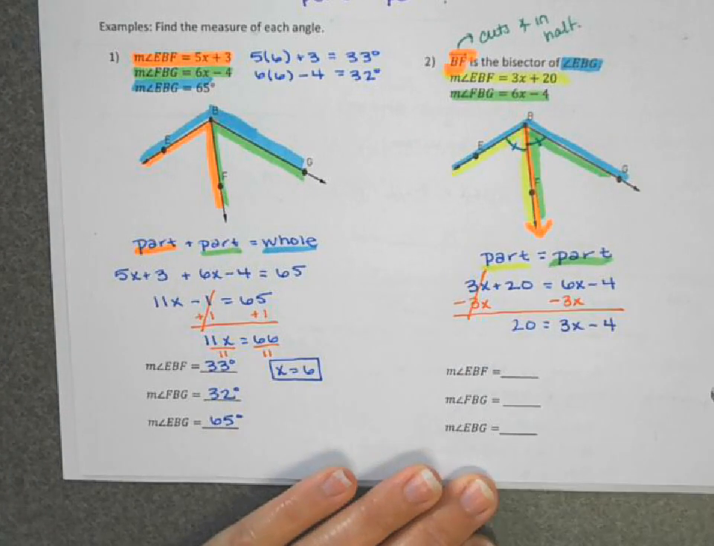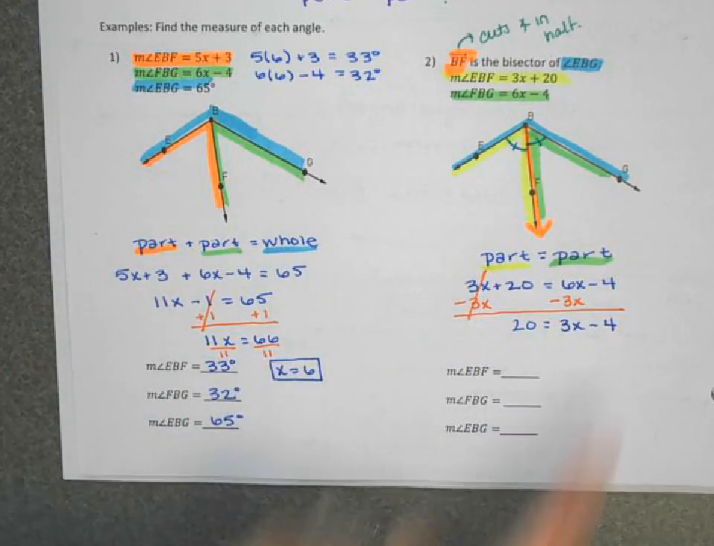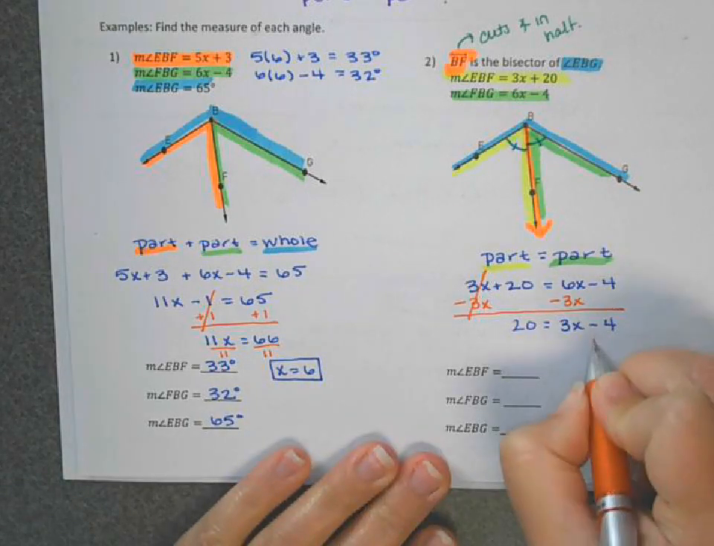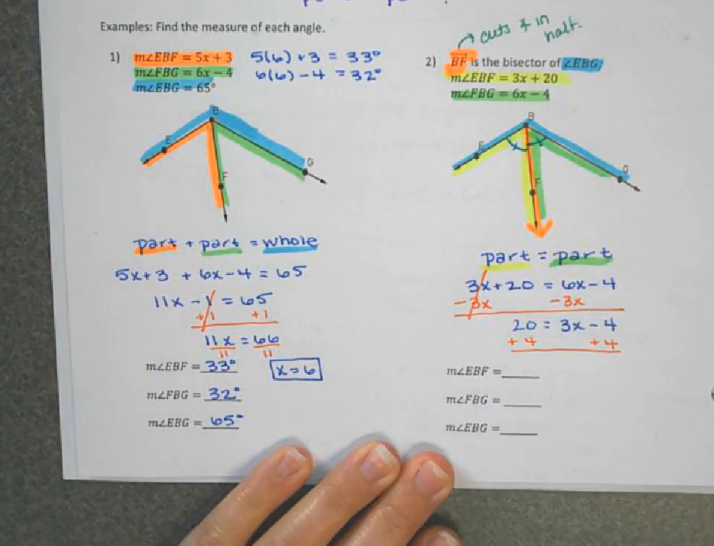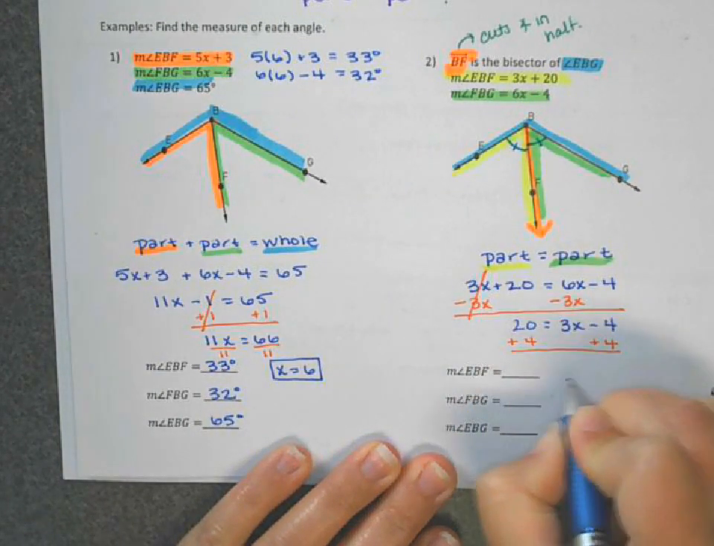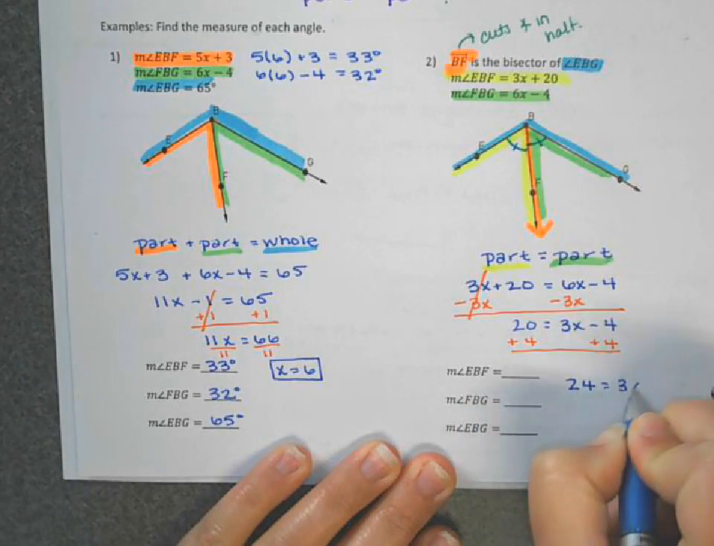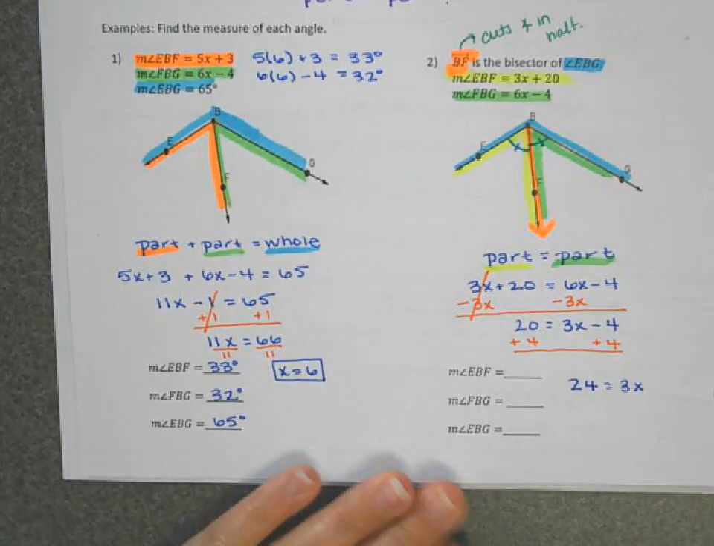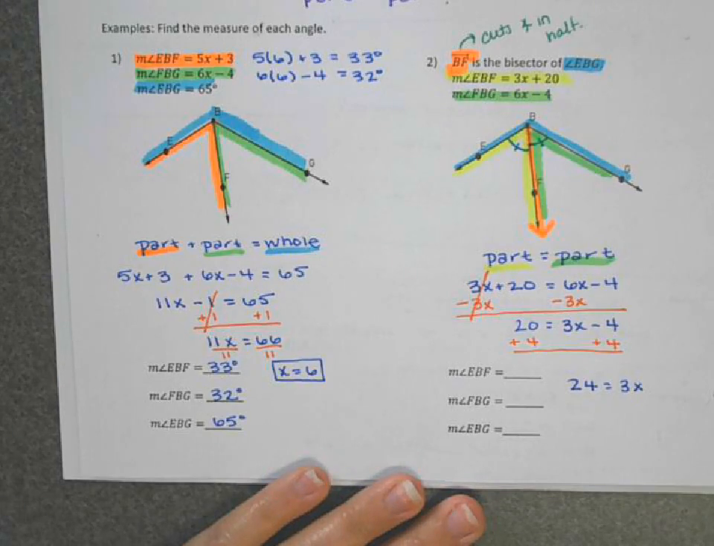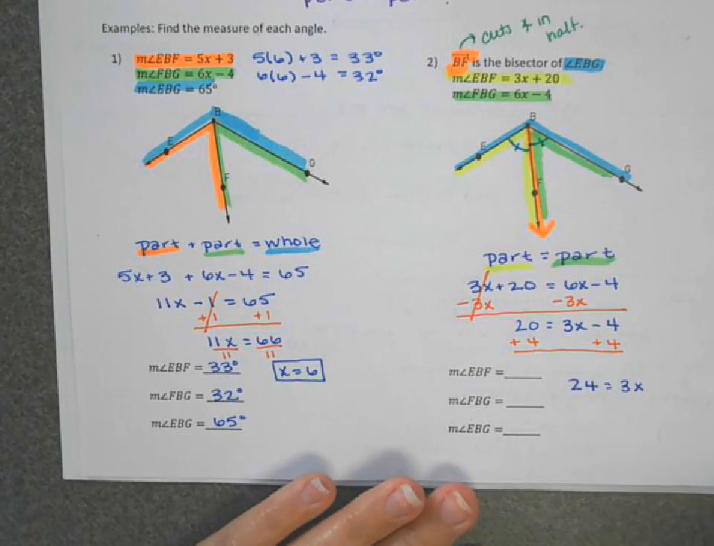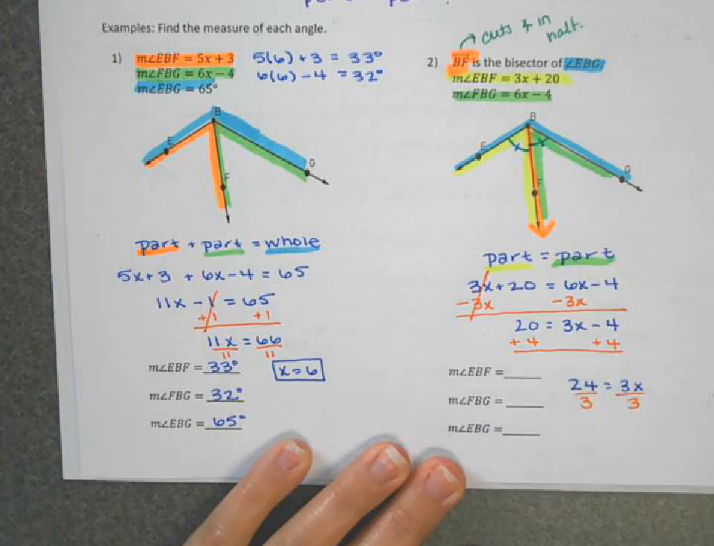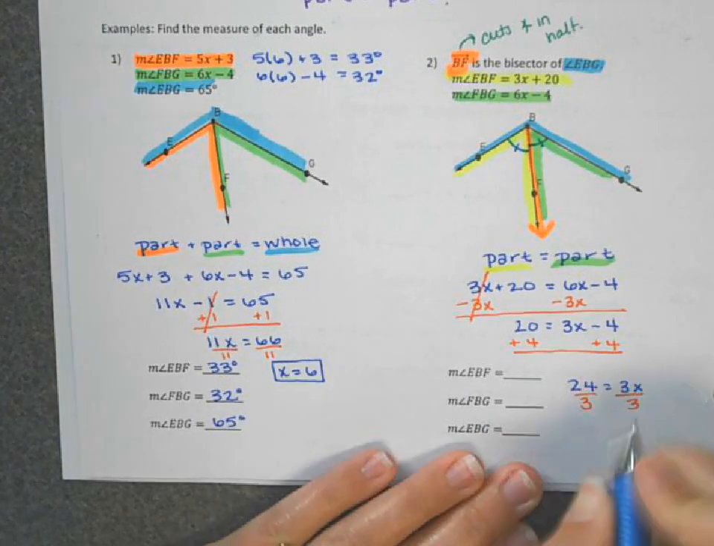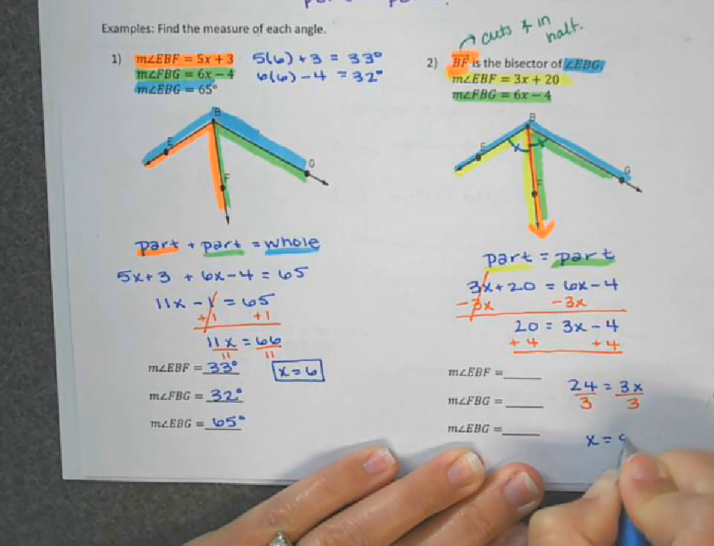Now it looks like something similar that we had over here. So we're trying to get that x term alone, so we're going to have to add 4 to both sides. We're going to get 24 equals 3x. Still working on getting that x alone, so it's being multiplied by 3 right now, so we'll divide by 3 on both sides. And we're going to have x equals 8.